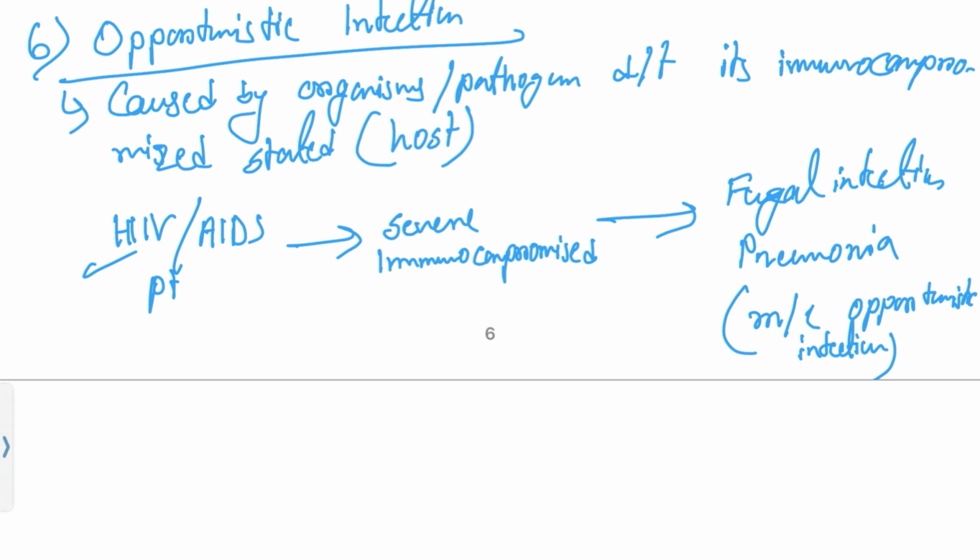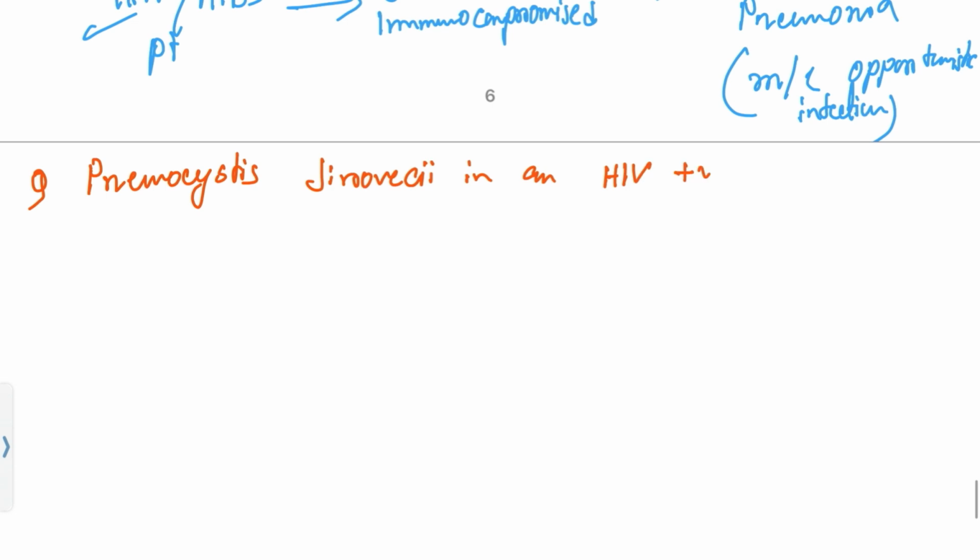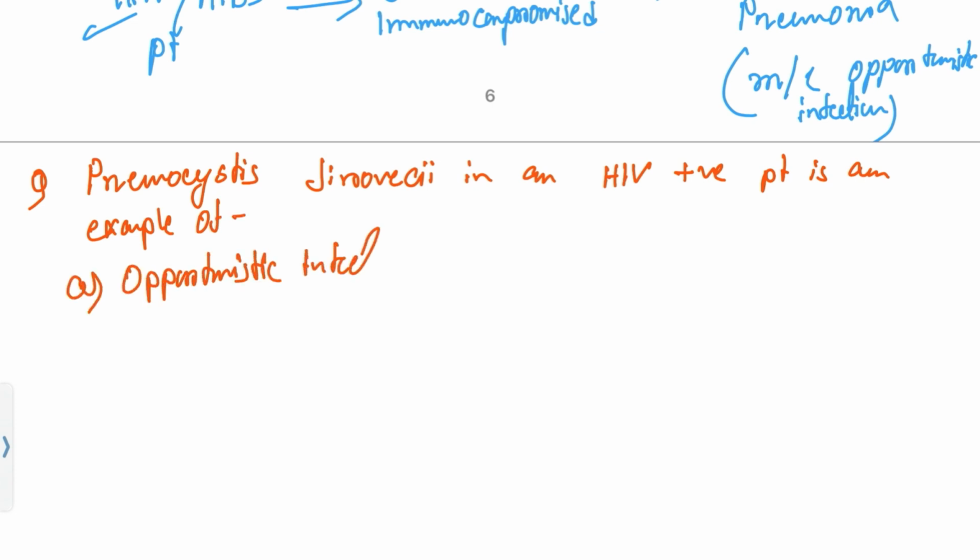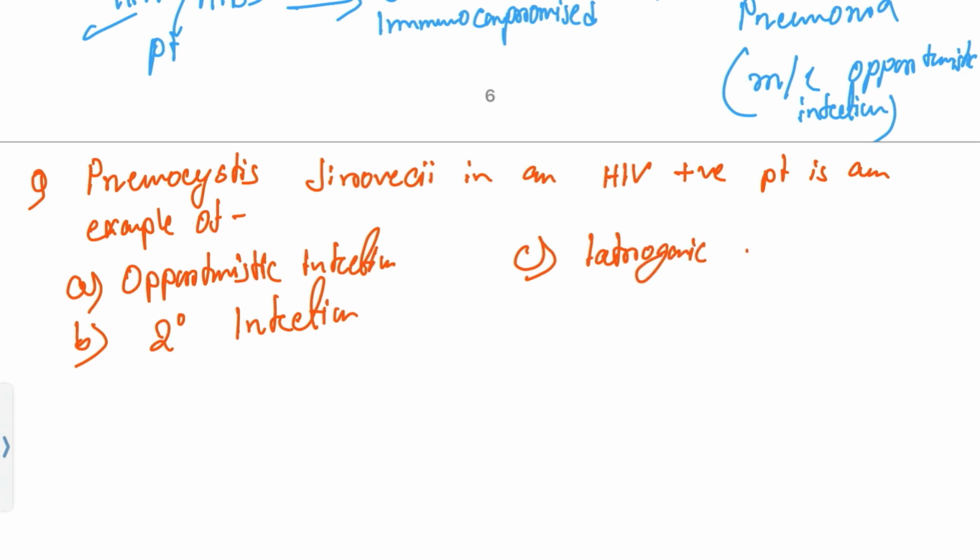That's why this is coming under opportunistic infections. Now, if I give one MCQ from this concept, it will be like this: Pneumocystis jirovecii in an HIV positive patient is an example of, and your options will be opportunistic infection, secondary infection, iatrogenic infections, and primary infections.